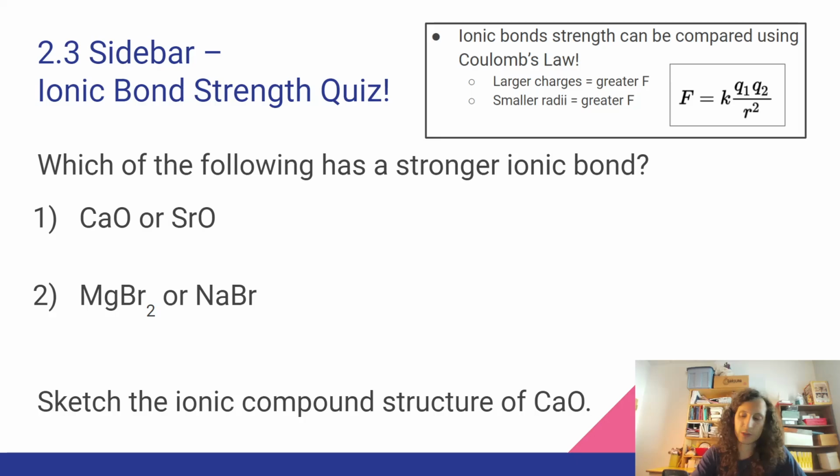Okay, I'm assuming you paused the video. So calcium oxide or strontium oxide, which has a stronger bond? Well, they both have oxygen, right? So the only difference is calcium and strontium.